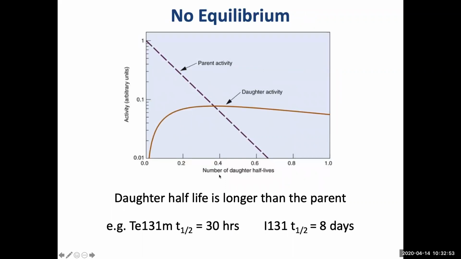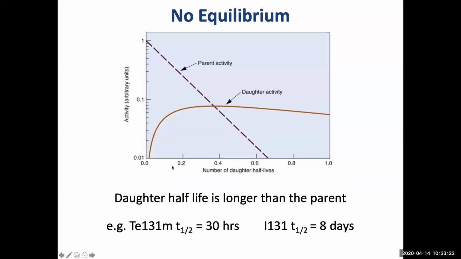Finally, a situation of no equilibrium occurs when the daughter has a longer half-life than the parent. Eventually, when the parent activity is essentially zero, the remaining daughter activity decays with its own characteristic half-life. There is no attachment to the parent; now it is decaying by its own half-life. So the parent decays, and the daughter continues to decay after that.